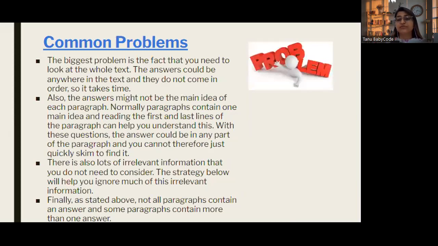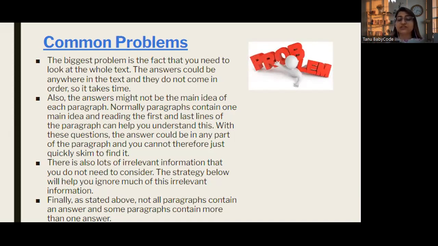Now, what are the common problems that you face in this type of question? The biggest problem is that you need to look at the whole text. The answers could be anywhere in the text and they do not come in order. So it usually takes a lot of time. Answers might not be the main idea of each paragraph. Normally, paras contain one main idea. Reading the first and last lines of the paragraph can help you understand this.